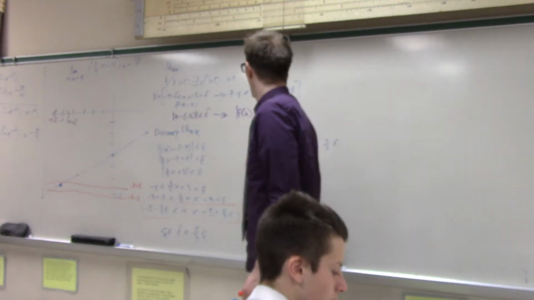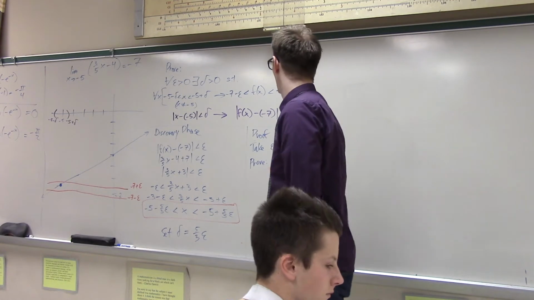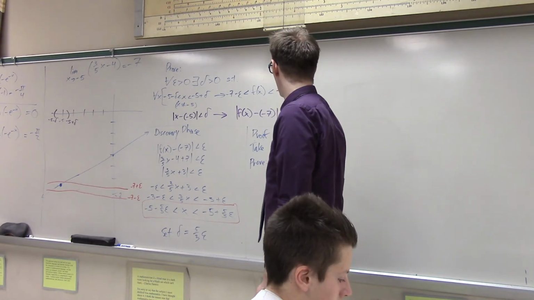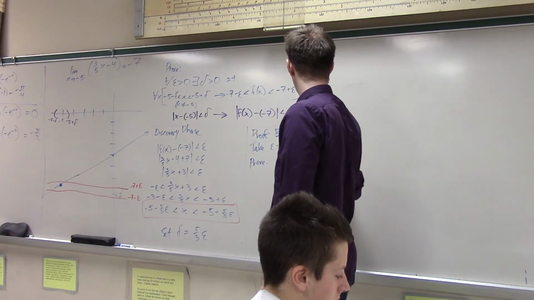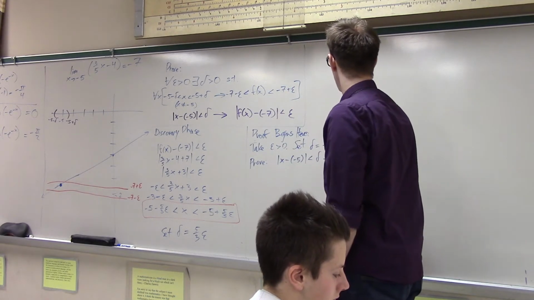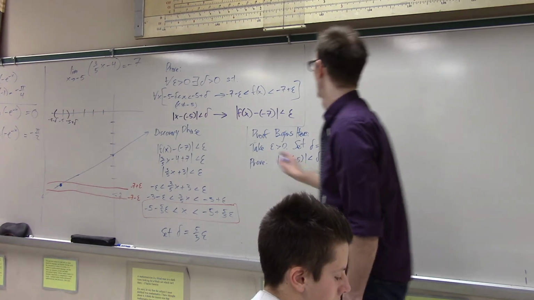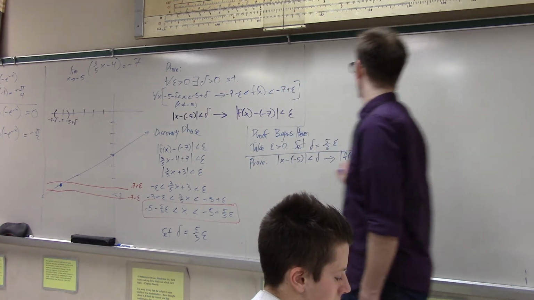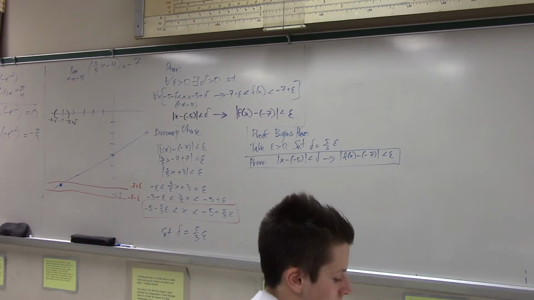And now, what I must prove is this conditional. What I must prove is that if the absolute value of x minus -5 is less than delta, then the absolute value of f of x minus -7 is less than epsilon. And this proof is going to go very, very smoothly, assuming you've picked the right delta.